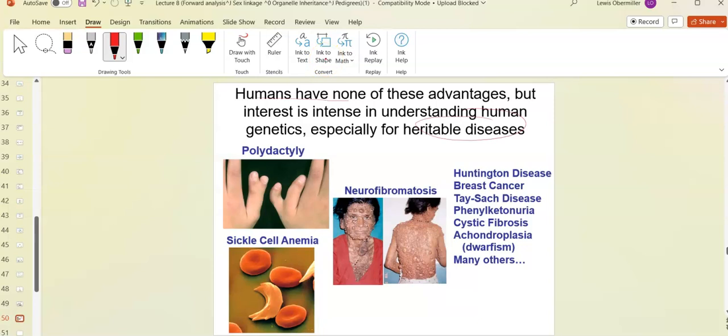So these are just examples. We're going to talk about polydactyly later. Sickle cell anemia we talked about already. Huntington's disease, breast cancer. This is kind of interesting because there are genes called BRCA1 and 2. And these, they don't guarantee that you're going to get breast cancer, but they make it one step closer.